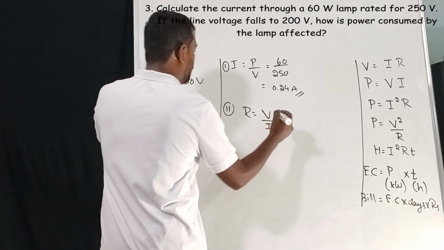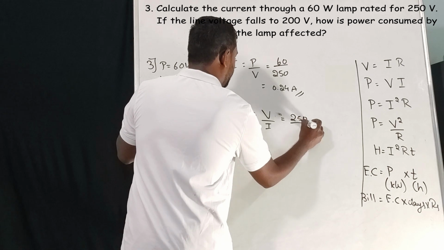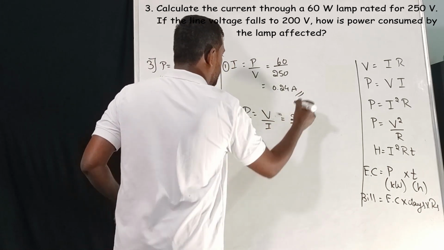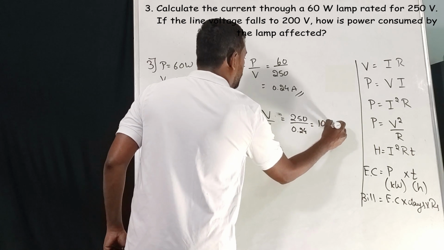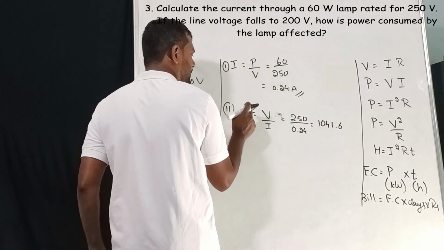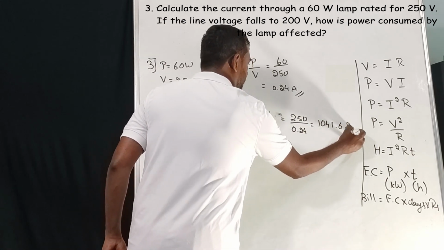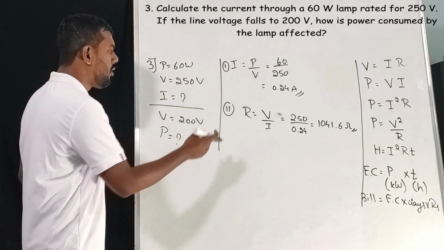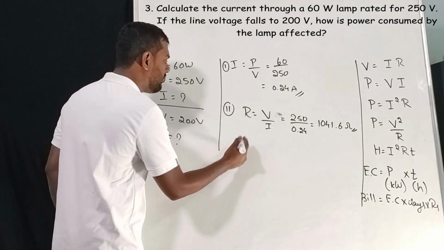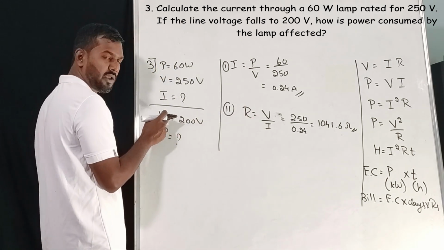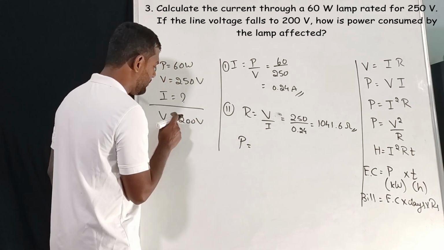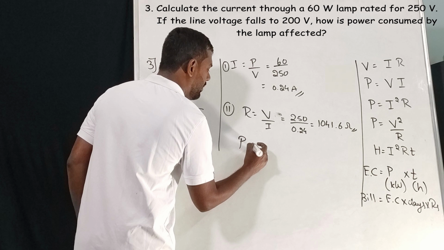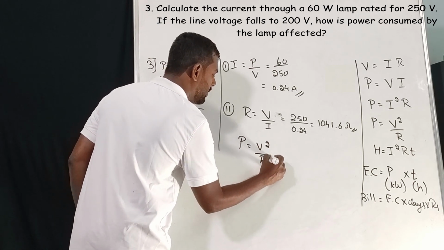So V is equal to 250 and I is equal to 0.24. The answer will be 1041.6. What we are finding? Resistance. So that will be in terms of ohms. Next, once we find the resistance, we'll substitute this resistance and voltage to find the value of power. So using V and R, which formula? P is equal to V square by R.